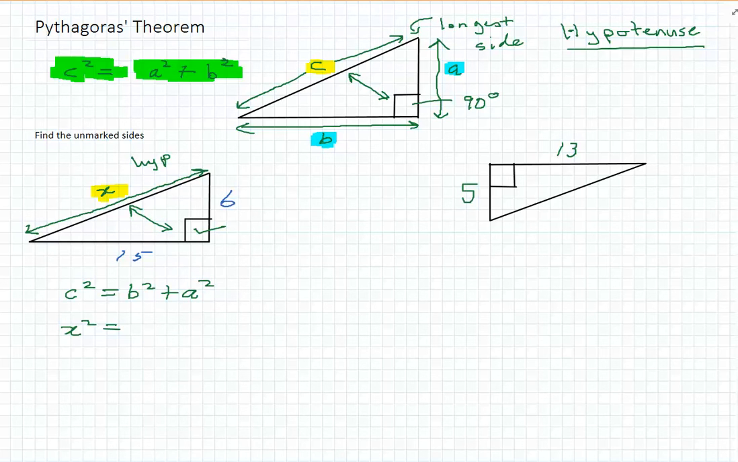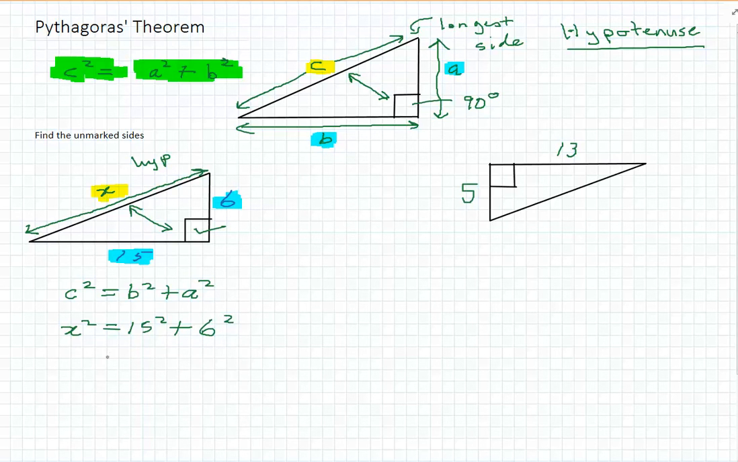Next step, again I'll use a different colour. 15 here is one of the shorter sides, so let's write down 15 squared. Actually I'm not sure why I wrote b squared plus a squared there, but that's okay. And the other shorter side here is 6.